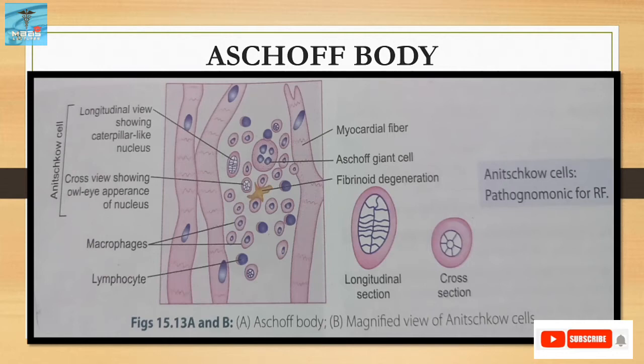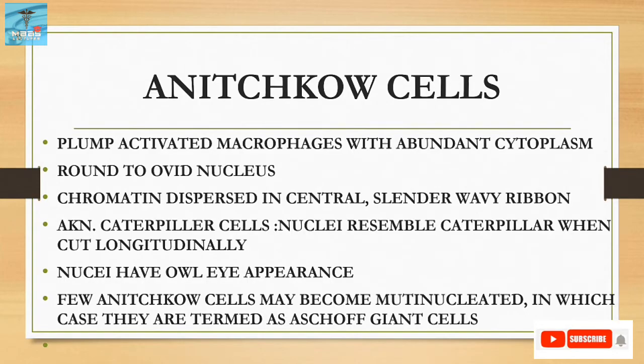Before explaining this picture, we can explain Anitschkow cells in detail. Anitschkow cells are activated macrophages with abundant cytoplasm. They have a round to ovoid nucleus, and the chromatin is dispersed in a central slender wavy ribbon. They are also known as caterpillar cells because the nuclei resemble a caterpillar when cut longitudinally, and the nuclei have an owl-eye appearance. A few Anitschkow cells may become multinucleated, in which case they are termed Aschoff giant cells.